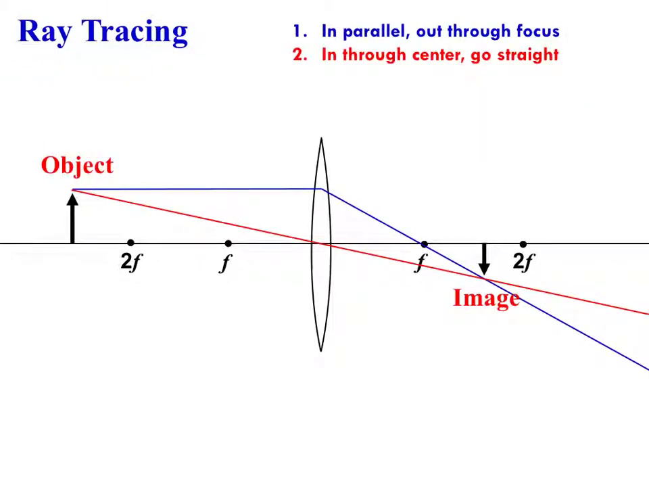So just like last year, we're going to do ray tracing, which means that we're going to draw two lines. One is parallel to the lens and then goes out through the focus. So again, we see the blue line here. And our second one is going to go through the center and then go straight through. So our image will always be drawn from this line in the middle here down to where these lines converge.